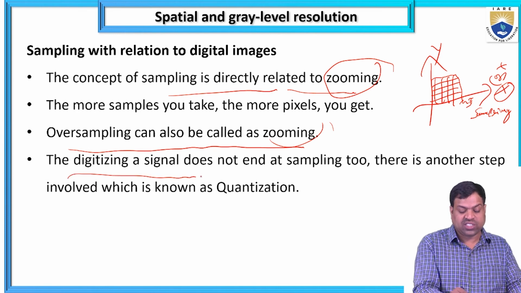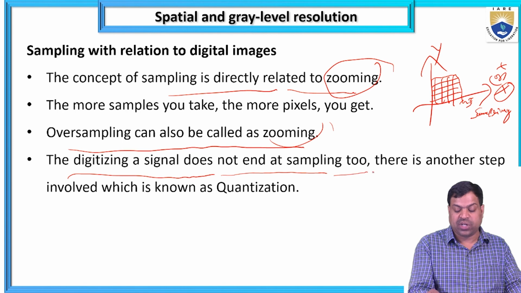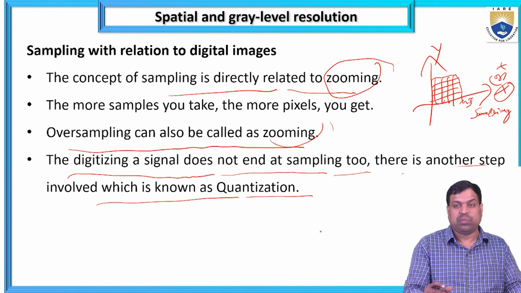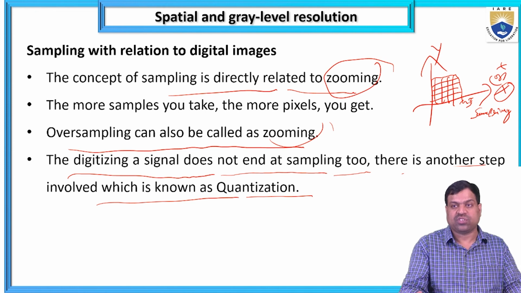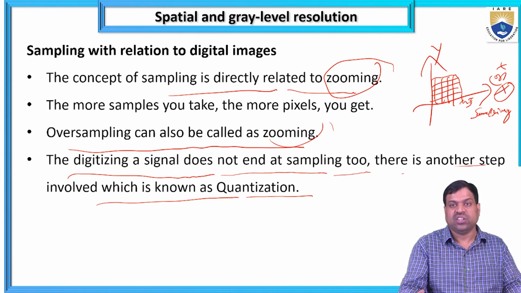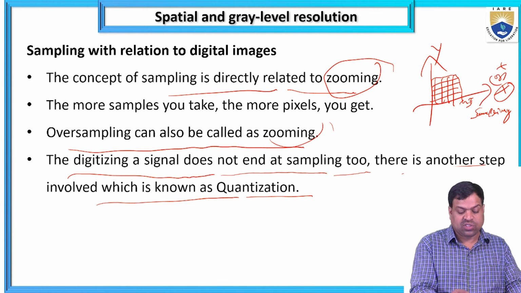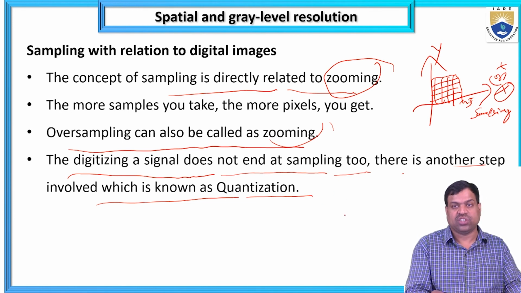So the digitization of a signal does not end at sampling. There is another step involved, which is known as quantization. So sampling is not the end of the process. Only when we finish the quantization do we complete the digitization. So that is the digitization, sampling and quantization levels.